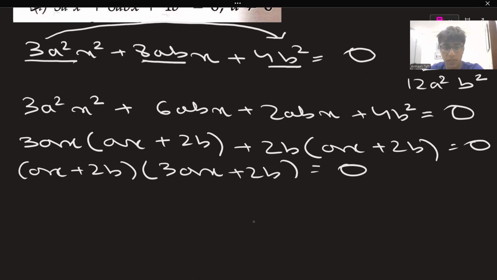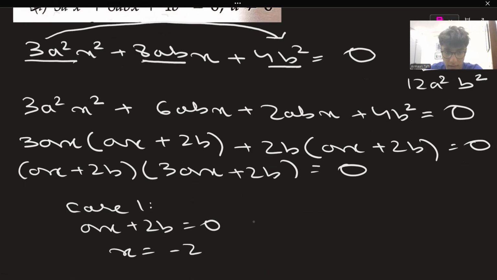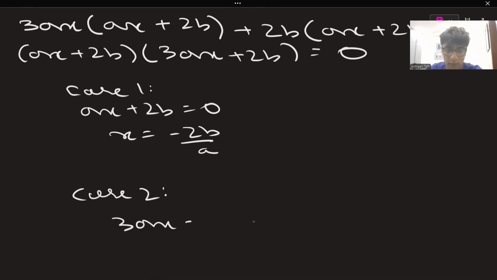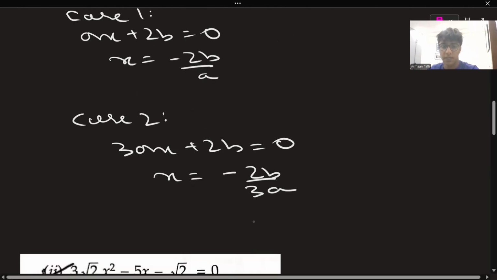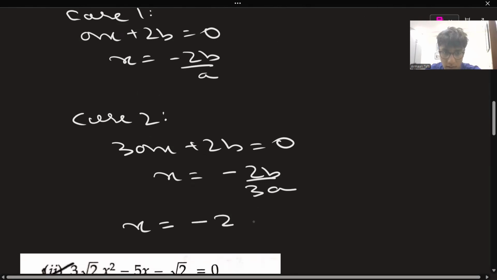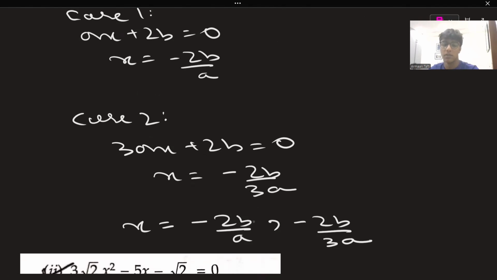And once we use the zero product rule here, I won't show it this time, but we can have either case 1, which says that ax plus 2b equals to 0. So my x is equal to minus 2b over a. And if I look at case 2, that means that 3ax plus 2b equals to 0, and my x equals to minus 2b by 3a. So now, if we add these both together, our values of x are either equal to minus 2b over a or minus 2b over 3a.